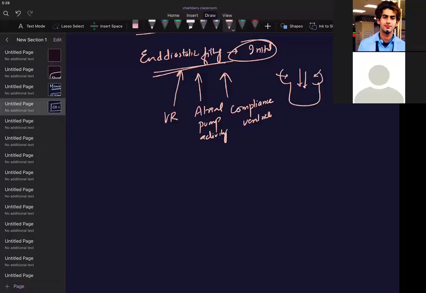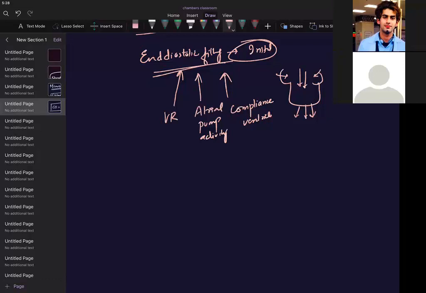So that means these will be determining the end diastolic filling. Whatever is the venous return, that will determine the end diastolic filling of the ventricle. Whatever the atrial pump activity has happened, that will determine the end diastolic filling, and whatever is the ventricular compliance, how much this ventricle can stretch, will also determine the end diastolic filling. That much blood will fill into the ventricle. Are we clear, guys?